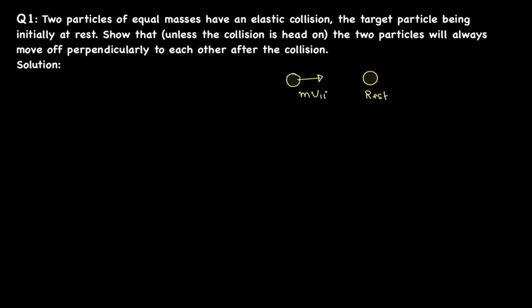So we have to prove this, because in this situation the masses are equal, so obviously they will move perpendicular. This is the straight fundamental line you can use, but we have to prove why and how they will be at 90 degrees. So after the collision, the situation is something like this.